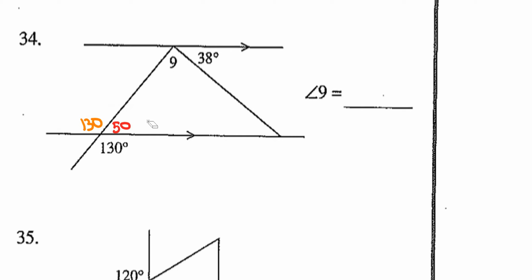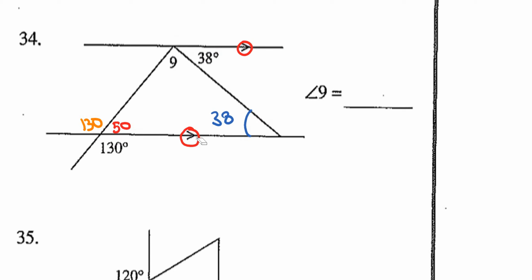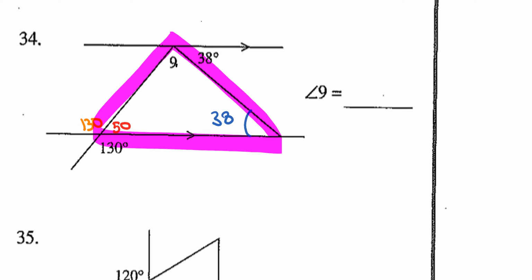And if that's 50 degrees, okay, let's go ahead and find this angle right here, which is going to be 38 degrees. And the reason there is because these two lines are parallel, and we have my Z shape here. So these two angles have to be equal. That's the alternate interior angles property. And then finally, I have a triangle right there. So angle number 9 is going to be 180 minus 38 minus 50 degrees. That's going to be 92 degrees there for angle number 34. So angle number 34 is 92 degrees.